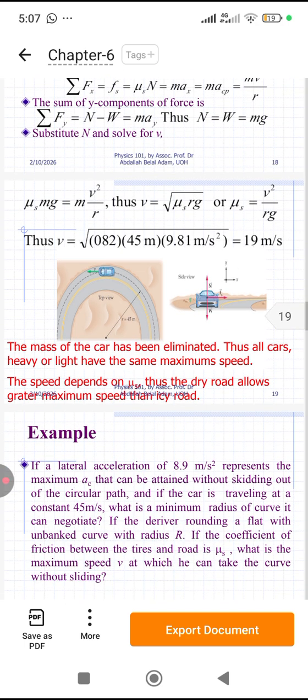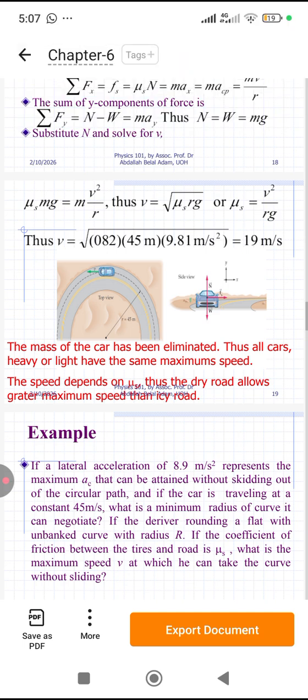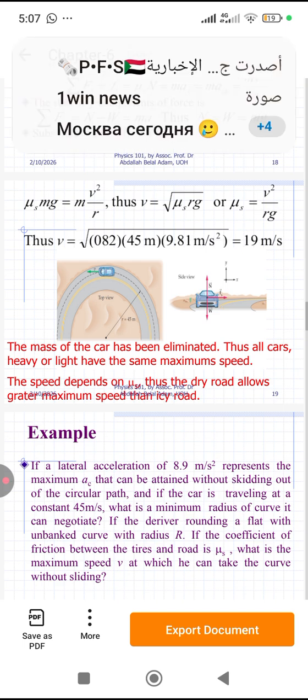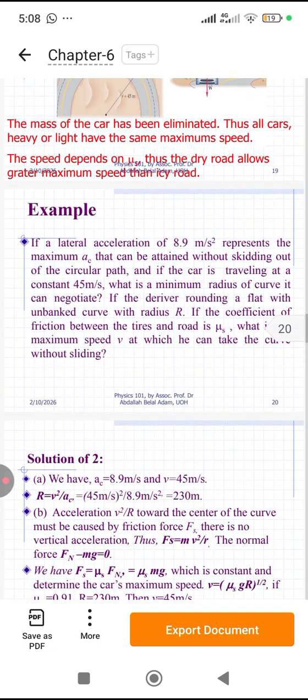Thus the mass of the car has been eliminated. Whether the car is big or small, heavy or light, all cars have the same maximum speed. The speed depends on mu, the friction force. A dry road allows a greater maximum speed than an icy road.